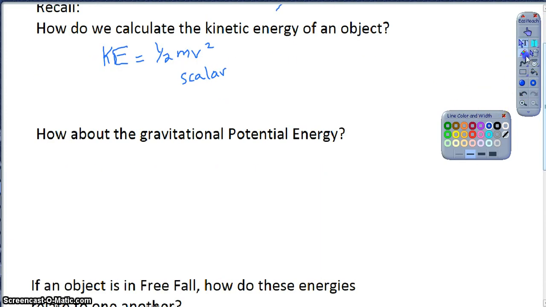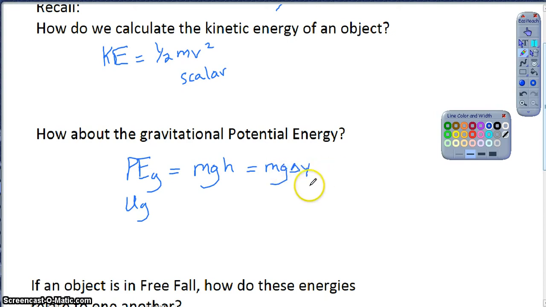How about gravitational potential energy? Hopefully, again, we all remember that. The potential energy due to gravity, sometimes we see that as U of g instead of PE, but it's just mass times gravity times height, right? So mgh or mg delta y if you prefer. But it's just the mass of the object times gravity times the height.